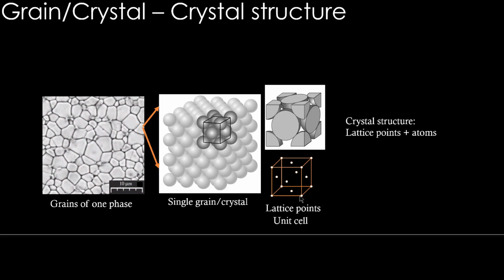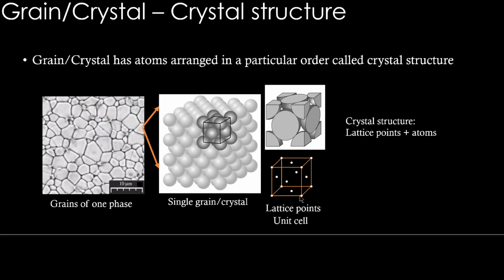So crystal structure is defined like this. You have lattice points on which atoms are sitting. In some cases it can be molecules sitting. So lattice points plus atoms or molecules, this is called crystal structure. So a grain or crystal has atoms arranged in it in a particular order called crystal structure.